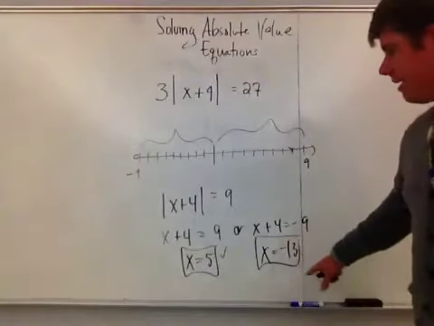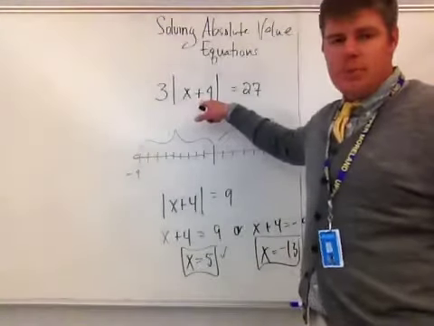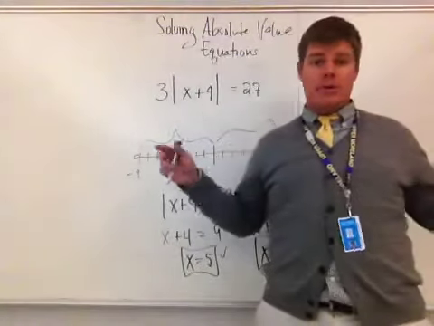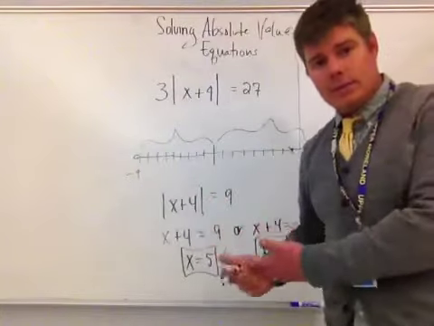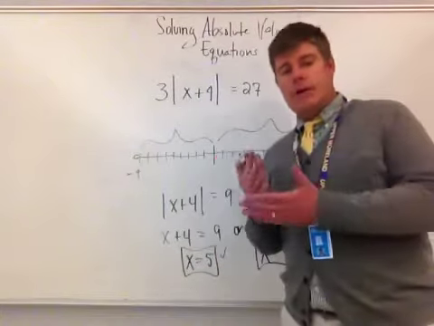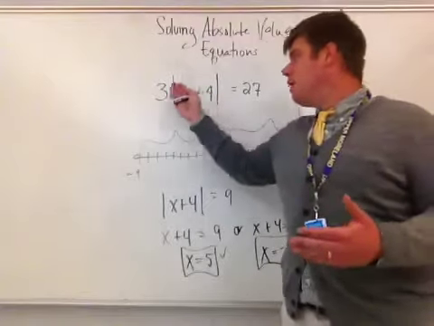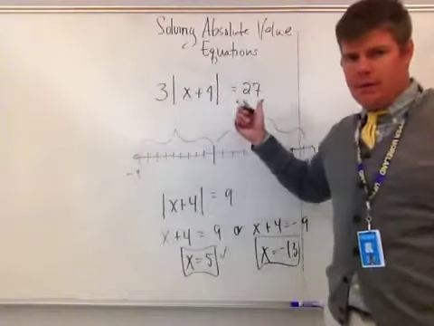So here we go. Negative 13. Negative 13 plus 4 is negative 9. But that's okay, because we're going to take the absolute value of that. Absolute value of negative 9 is positive 9, and positive 9 times 3 is 27.